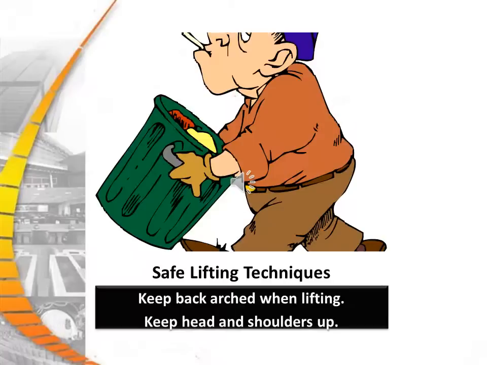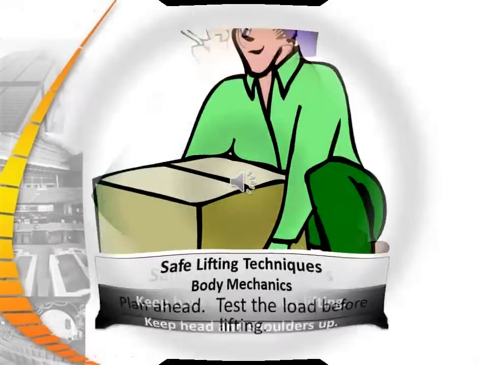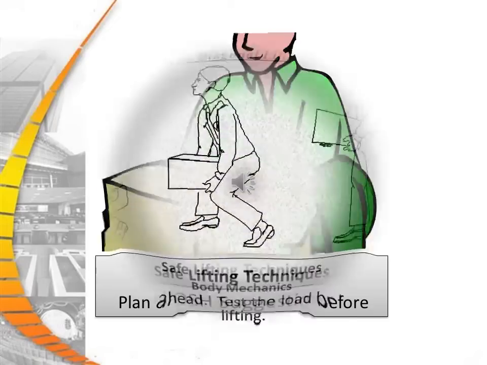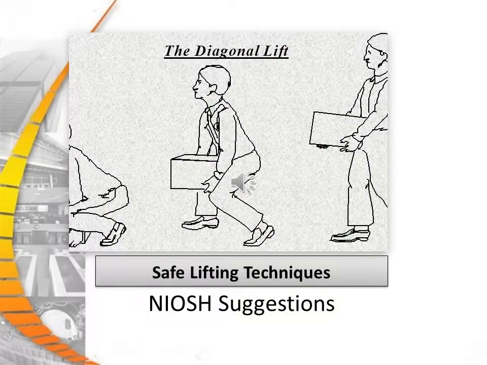Remember to keep your back arched when lifting. Keep your head and shoulders up. Safe lifting techniques, body mechanics, include planning ahead and testing the load before you lift it. Here we can see an example of the diagonal lift, taking a load from ground level to waist level.